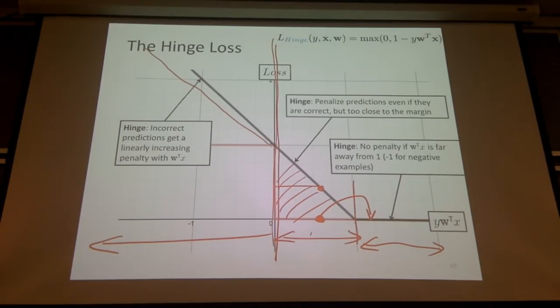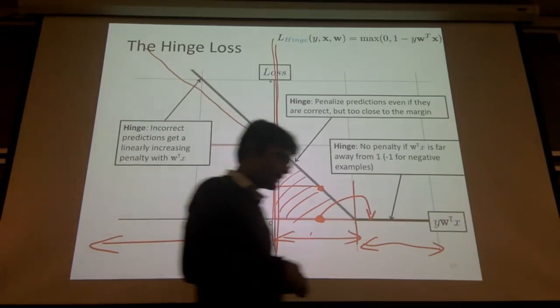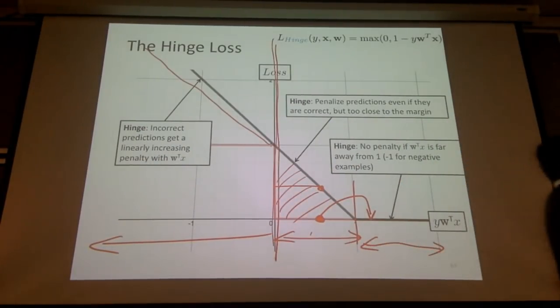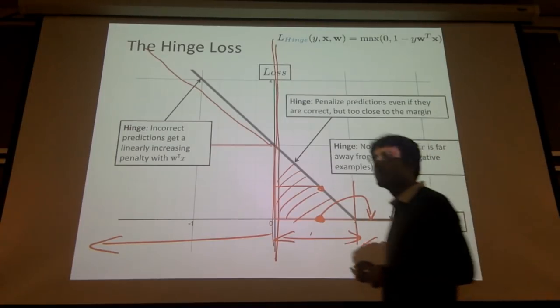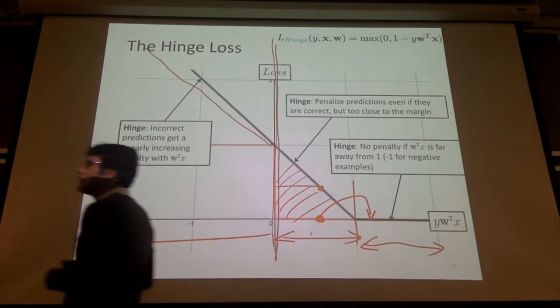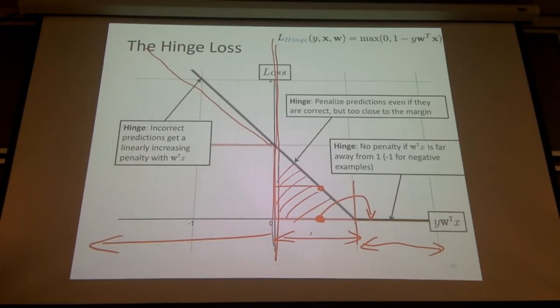You did not make a mistake, but you put a, or I say you, but I'm talking about the classifier here. It put the point within the margin, so that's not good. That leads the margin to be small, which means it kind of hurt generalization. Questions about the Hinge loss?